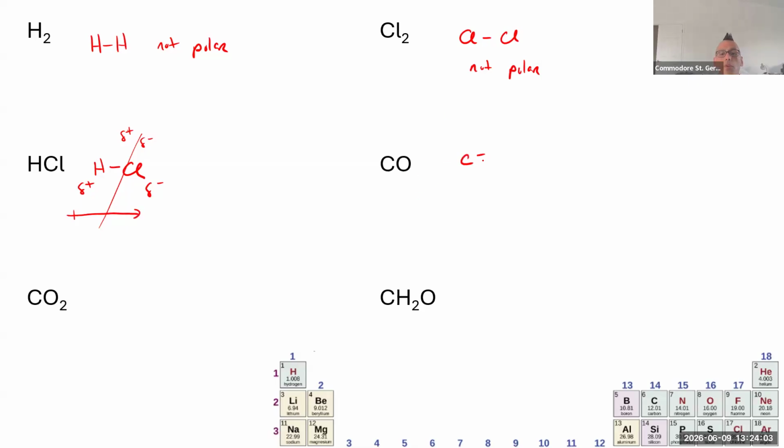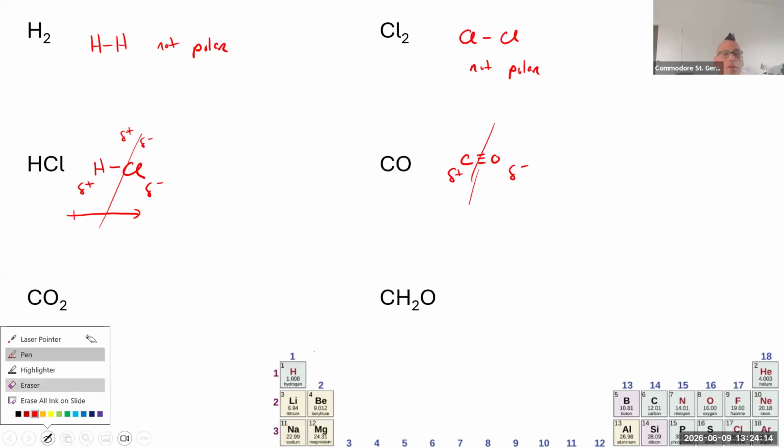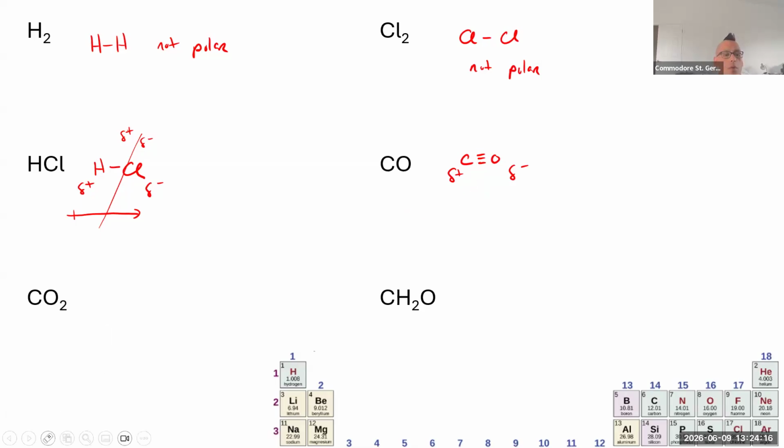CO. We know oxygen's more electronegative than carbon, because we can draw a line. Oops, let me just clean that up a bit. We could draw one line that separates the positive and negative ones. It's going to be this way.